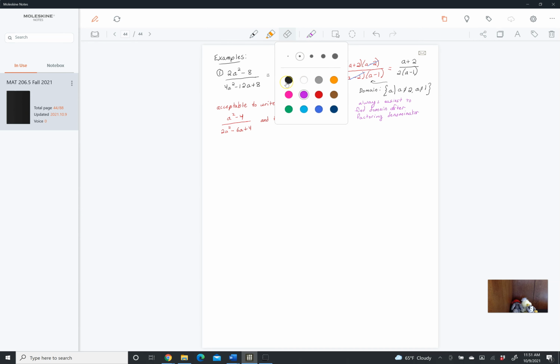Okay, let's try a few more. The reducing, by the way, is the biggest aspect of all of the other operations on rational expressions, so we're going to spend the most time on it. Okay?